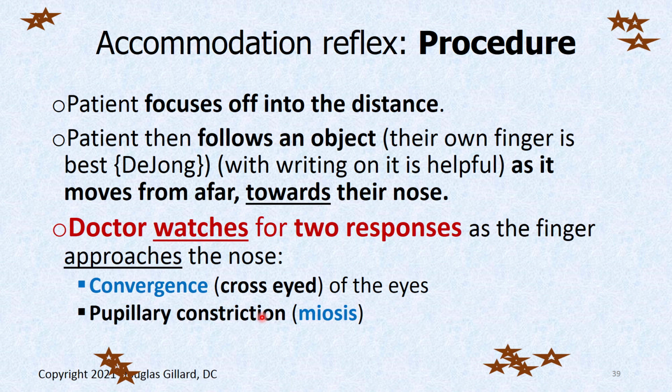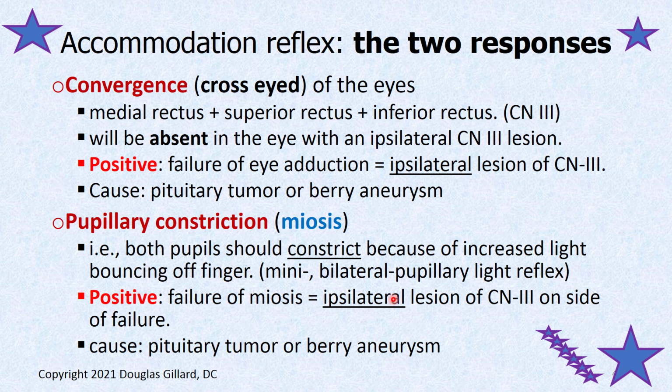Right? So what else? You look for their eyes to cross. You're looking for adduction of both eyes. Same type of deal. If they have a lesion on the left oculomotor nerve, which controls the medial rectus muscle, that eye won't be able to adduct, right? So the other eye will be fine. So convergence, everything I just said there. Positive is the failure of the eye to converge, and that tells you that there's a problem with the oculomotor nerve. And same with miosis, both pupils should constrict. Positive finding is it doesn't constrict. And it doesn't constrict on the side of the lesion.